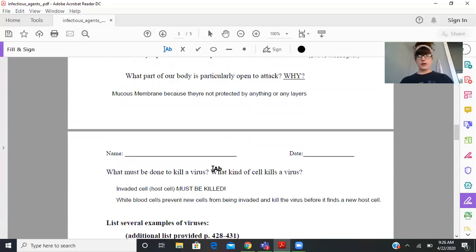Pretty cool that bacteria and viruses are so different. Bacteria do replicate on their own. They're unicellular organisms. They produce their own food.